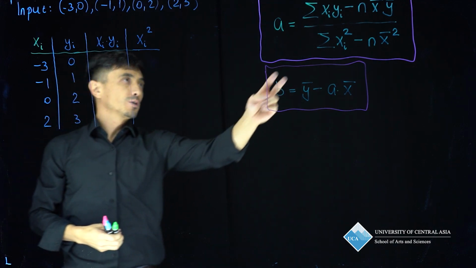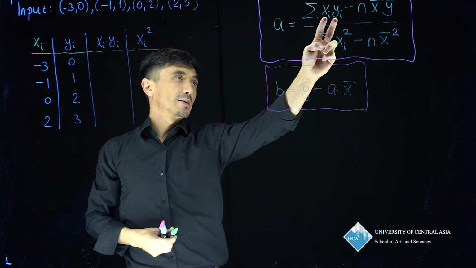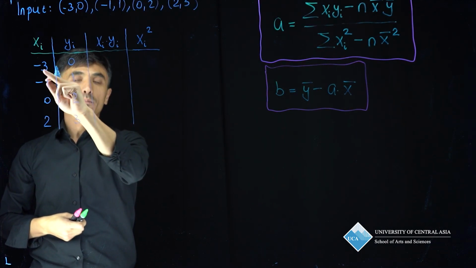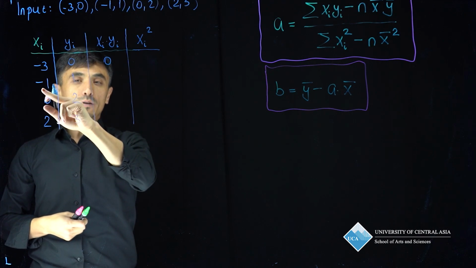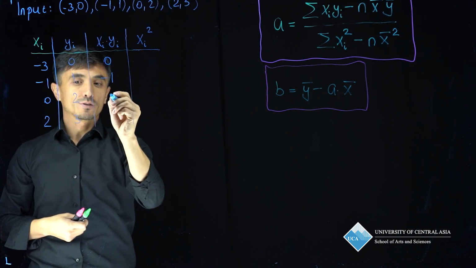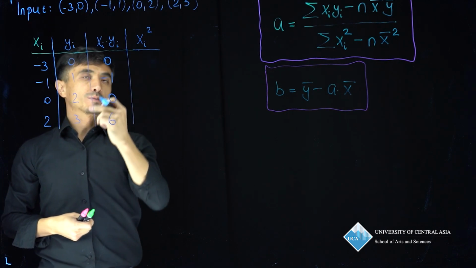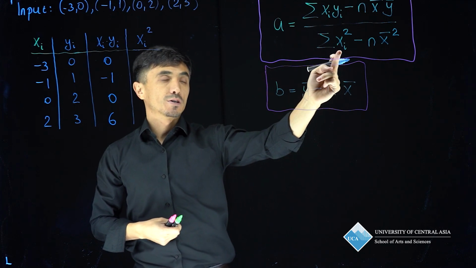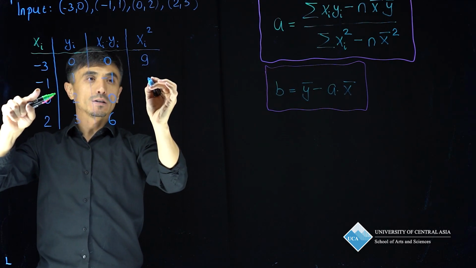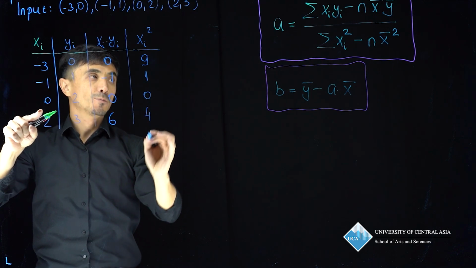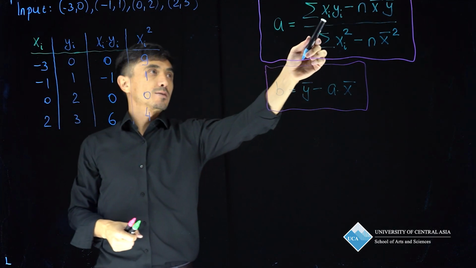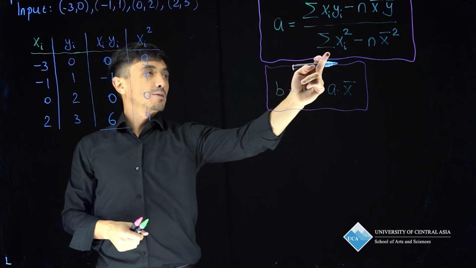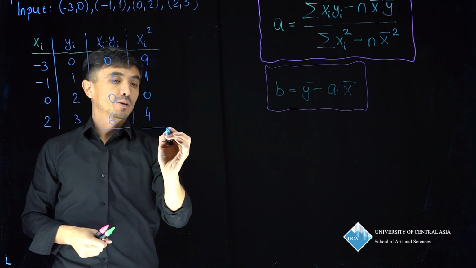In the formula, you can see the sum of the product of x and y values. So we can calculate it by just multiplying each row. -3 times 0 is 0. -1 times 1, -1. Here 0, and here 6. These are x multiplied by y. We also need, in this formula, the square of x values. So when you take the square of x values: 9, 1, 0, and 4. And we can add the sum of x times y values, it is going to be this sum. And the sum of the squares of x is going to be this sum.